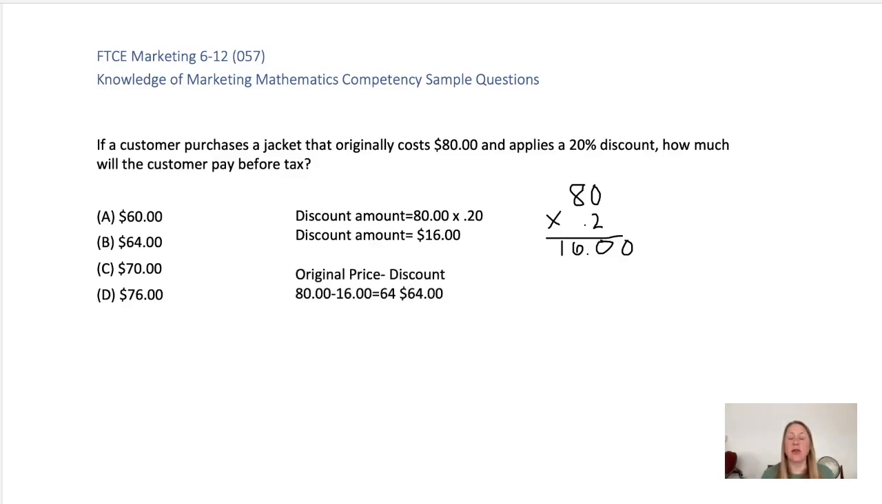Once you have found the discounted amount, which is 16, you take that and you subtract it from the original price. The original price was 80, so 80 minus 16 equals 64. So our correct answer is $64.